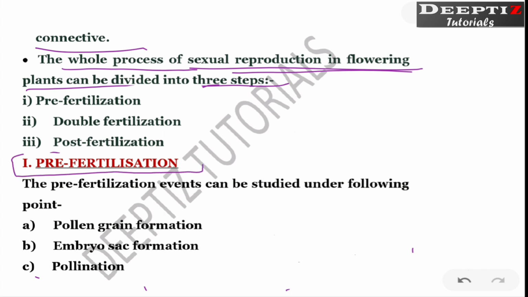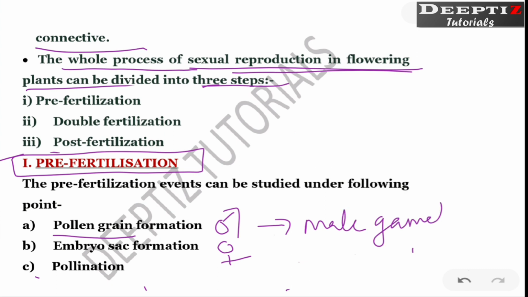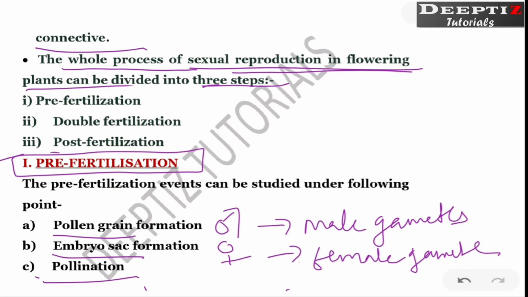So the first one is the pre-fertilization event, in which pollen grain has to be formed and embryo sac has to be formed. So what is pollen grain? Pollen grain actually has the male gametes in it. Pollen grains are not male gametes. They carry male gametes. Embryo sac is the same way, which carries the female gamete. And what about pollination? How the male gamete and female gamete come together. This is what we call pollination.